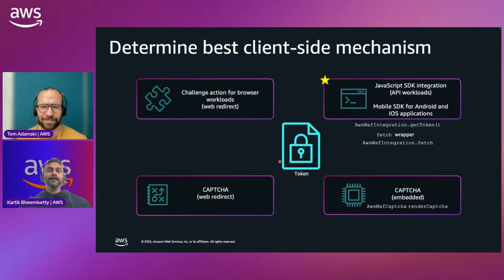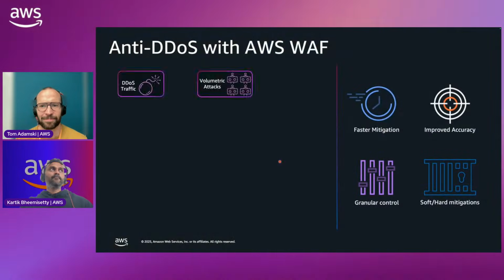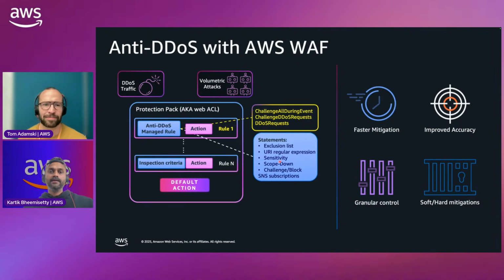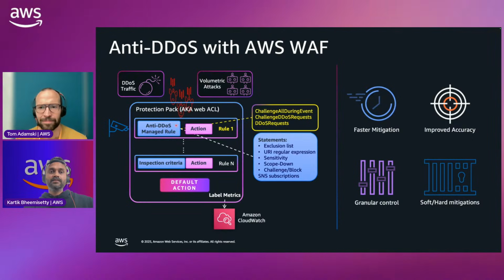Yeah, I know we've spent a lot of time because we want the users to understand WAF. Now, in the next five minutes, we'll quickly go through threat mitigation strategies. This is something we introduced last year: anti-DDoS with AWS WAF. When there is a DDoS attack, we recommend having the anti-DDoS managed rule as the first rule so that it learns the traffic characteristics and then knows when to block, etc.